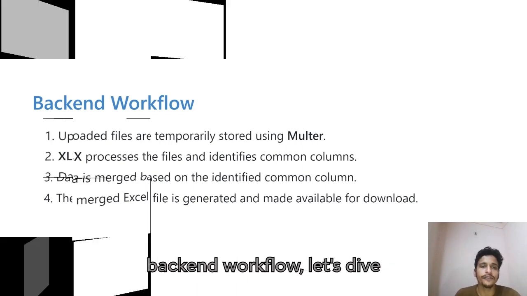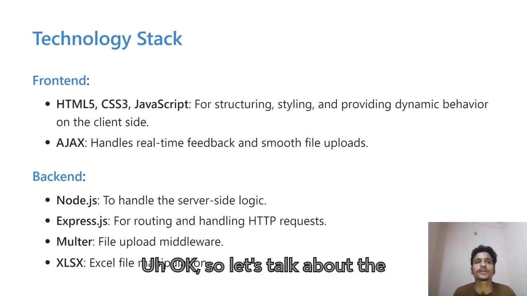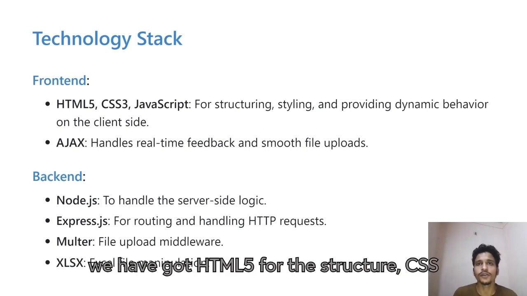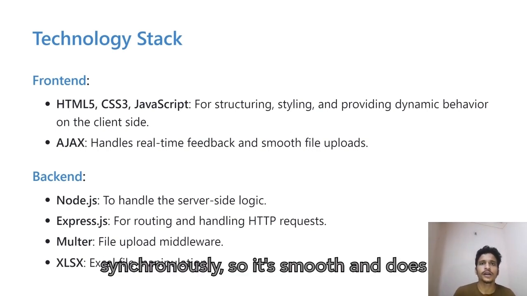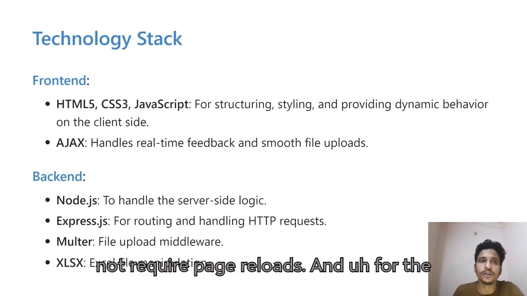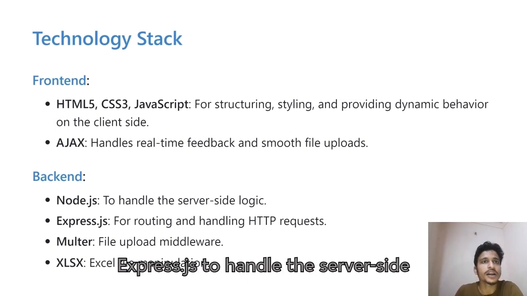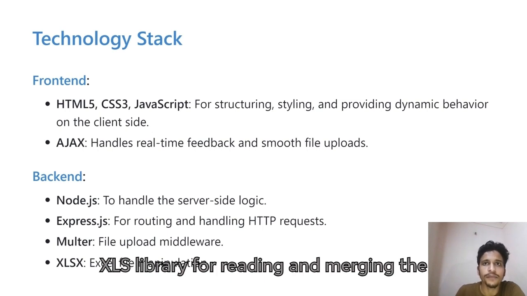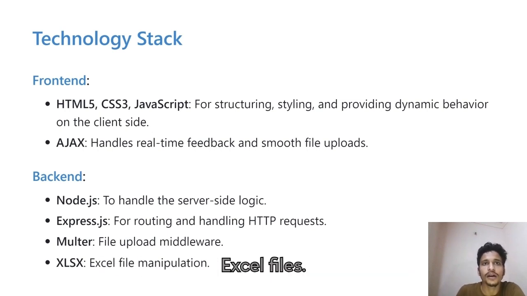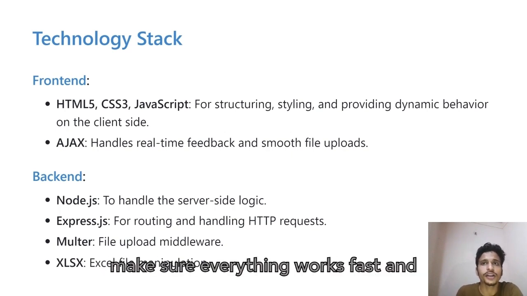Let's dive into the technology stack. For the front end, we have HTML5 for the structure, CSS for styling, and JavaScript for interaction. Ajax handles the file uploads asynchronously, so it's smooth and does not require page reloads. For the backend, I used Node.js with Express.js to handle the server-side logic, Multer for file upload, and the XLS library for reading and merging the Excel files. It's a good mix of technologies that makes everything work fast and efficiently.